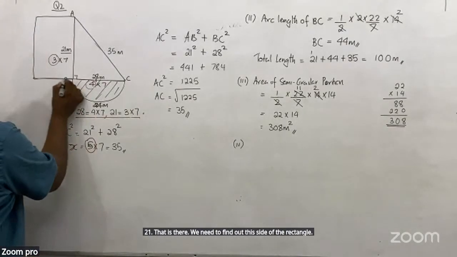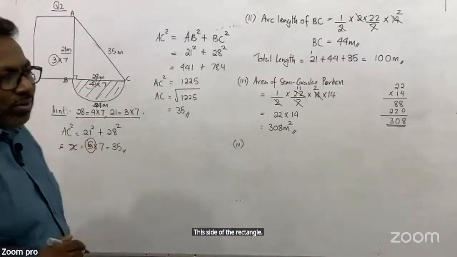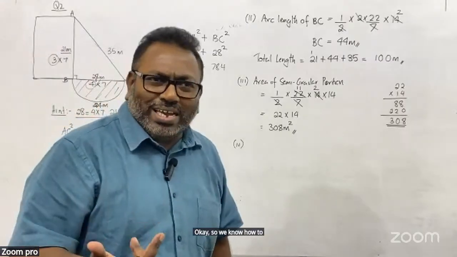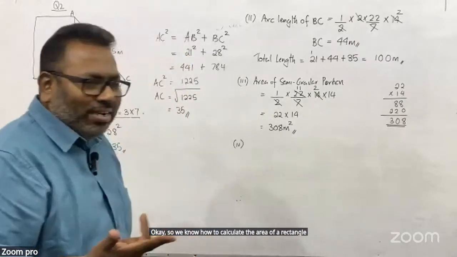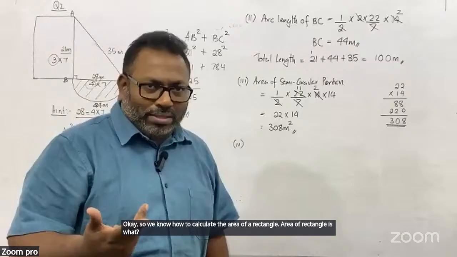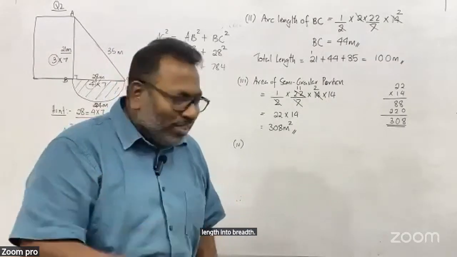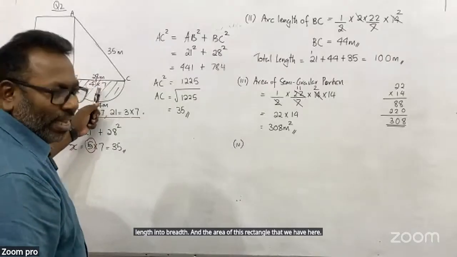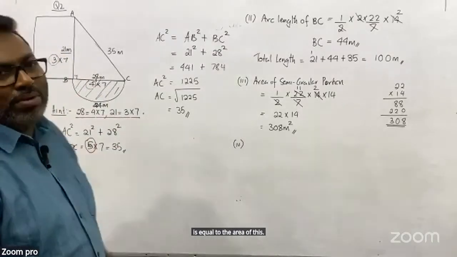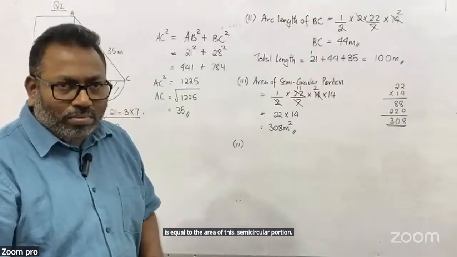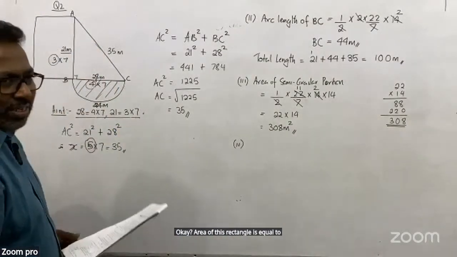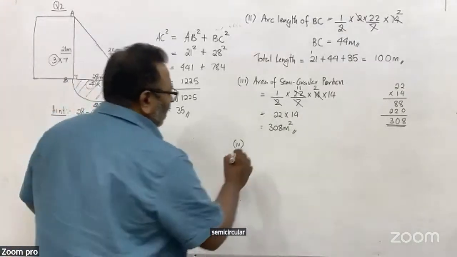On this side of the rectangle, we have to write the measurements. So we know how to calculate the area of a rectangle. Area of rectangle is what? Length into breadth. And the area of this rectangle that we have here is equal to the area of this semicircular portion. So we'll just write that down.